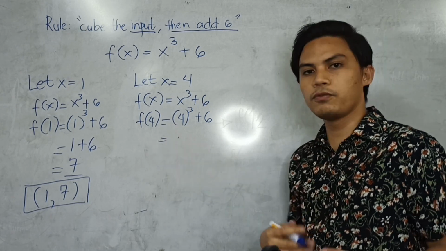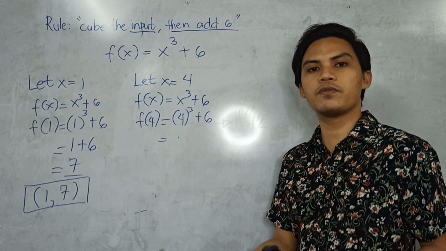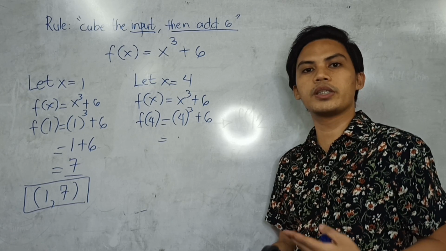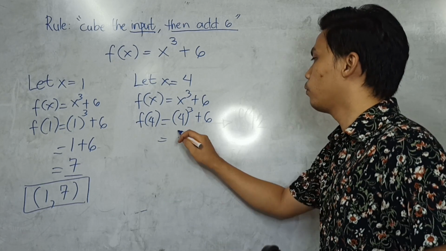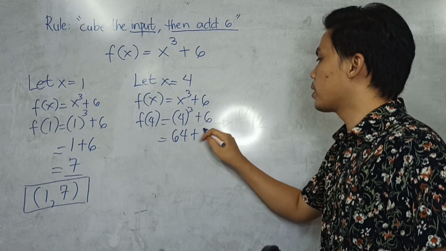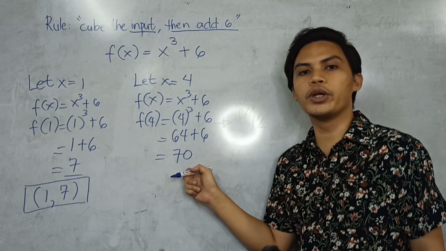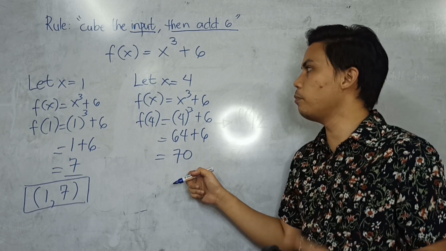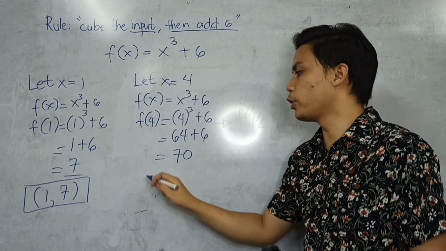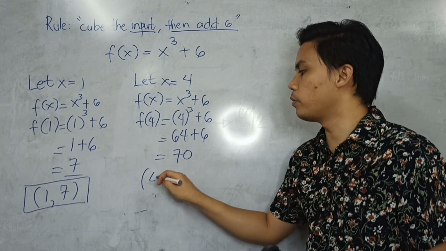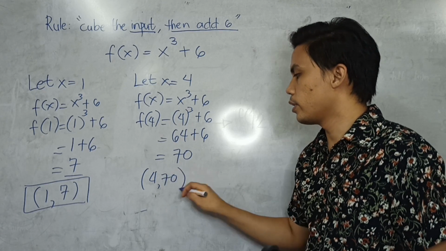Okay. Ano ibig sabihin ng 4 cubed? That is 4 times 4 times 4. So 4 times 4 is 16 times 4. You will have 64. 64 plus 6 is equal to 70. 70 is our output if our input is 4. So our ordered pair would be what? Our ordered pair would be 4, 70.